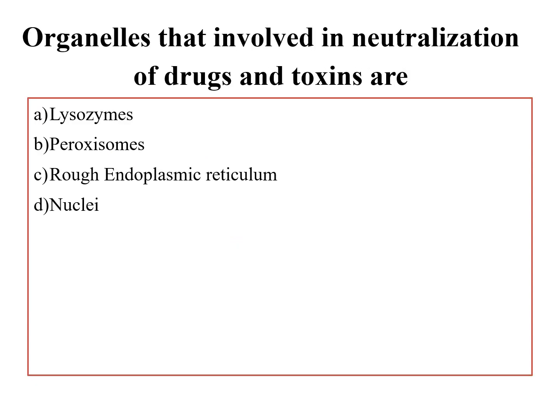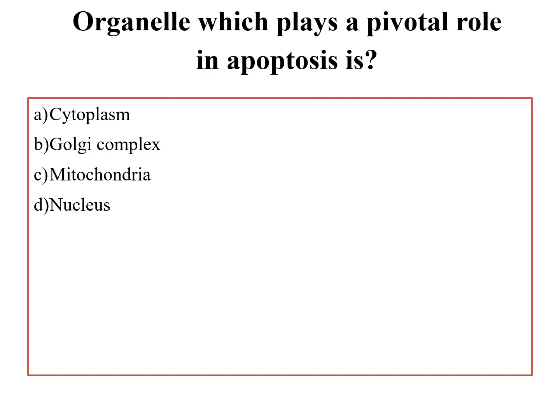Organelles involved in neutralization of drugs and toxins: lysosomes, peroxisomes, rough endoplasmic reticulum, nuclei. Which cell organelle is involved in neutralization of drugs, which means the detoxification function? Here we have peroxisomes. Lysosomes are the suicidal bags. Rough endoplasmic reticulum does protein synthesis. Nuclei again have ribosomal RNA, so again it is involved in protein synthesis.